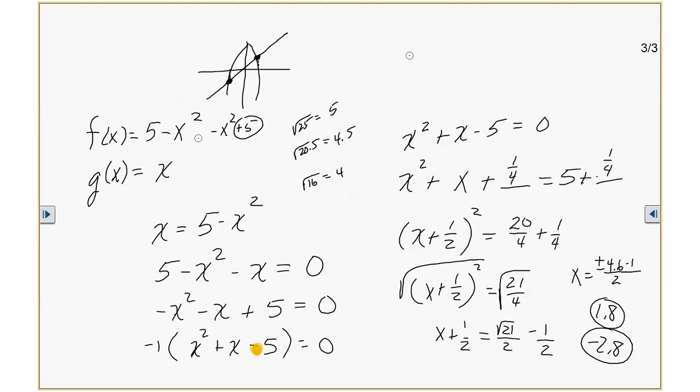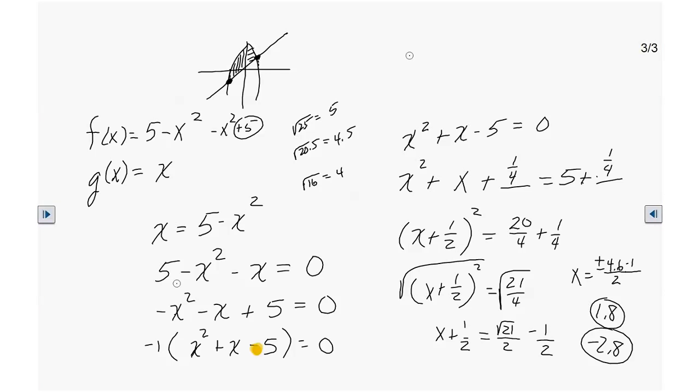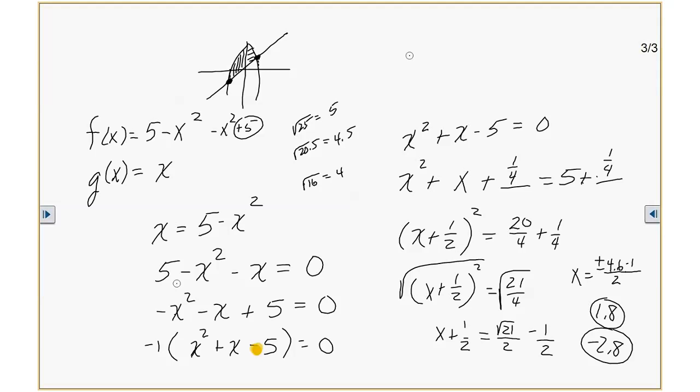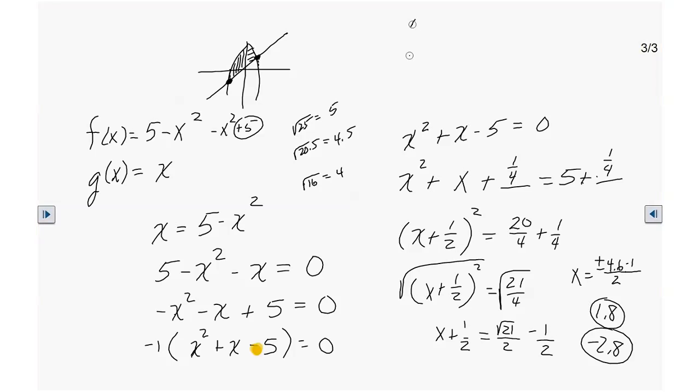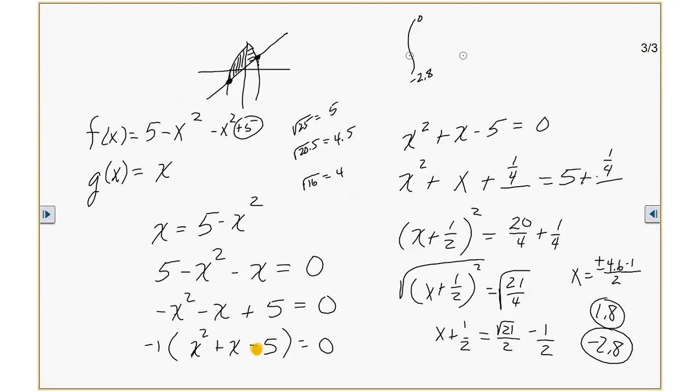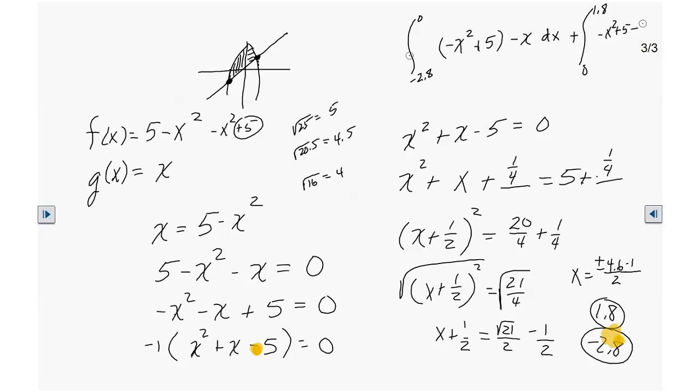I would still, as a precaution, you want this area and then you want this area. And you got to watch it because when you're talking about symmetry, technically this is not symmetric to this, is it? It's not. So you have to go with the negative 2.8 to 0, and then 0 to 1.8. So, antiderivative of negative 2.8 to 0 of negative x squared plus 5 minus x dx, and then the same thing plus, because you're adding the areas together, from 0 to 1.8 of negative x squared plus 5 minus x dx.